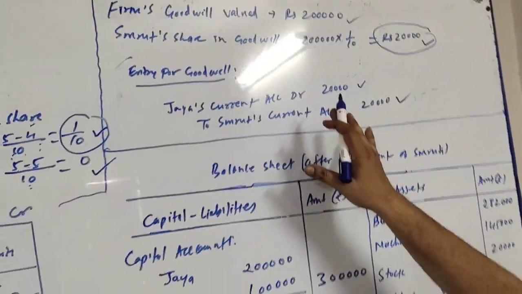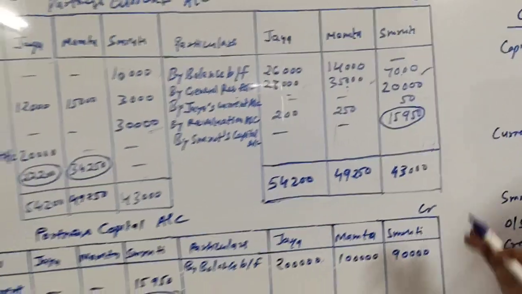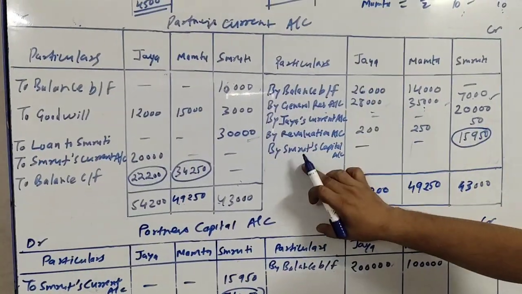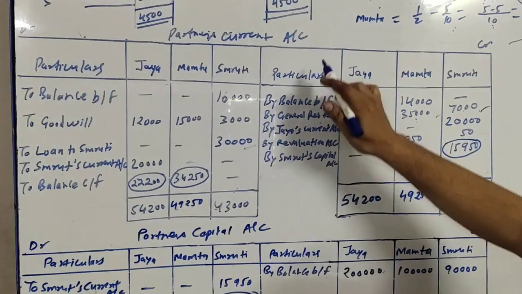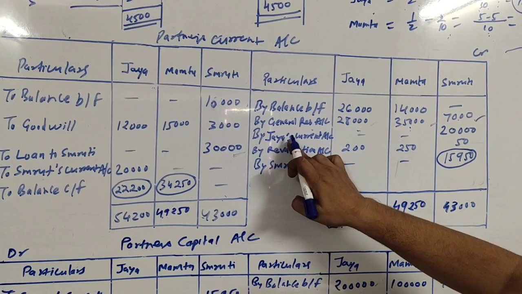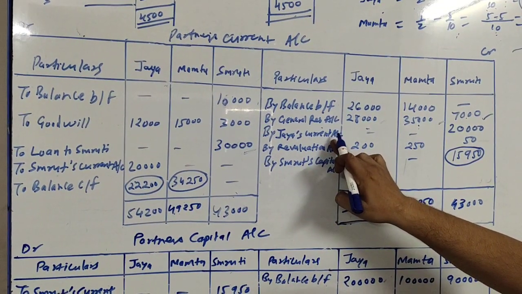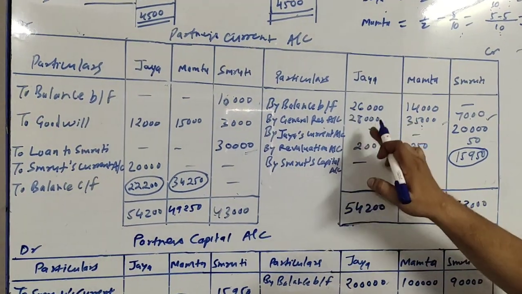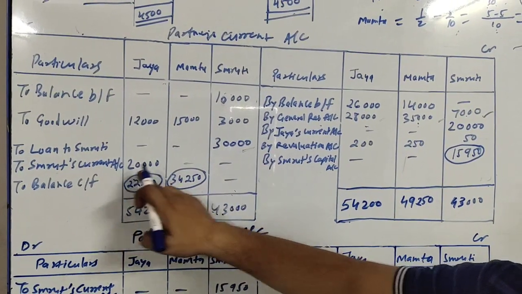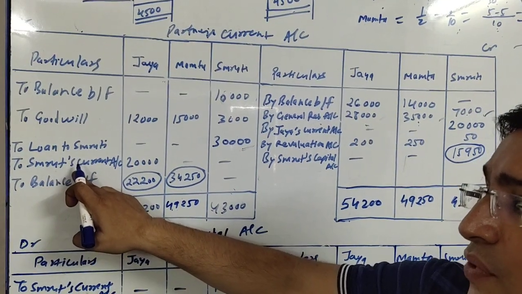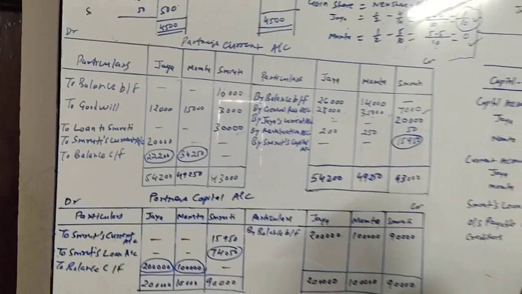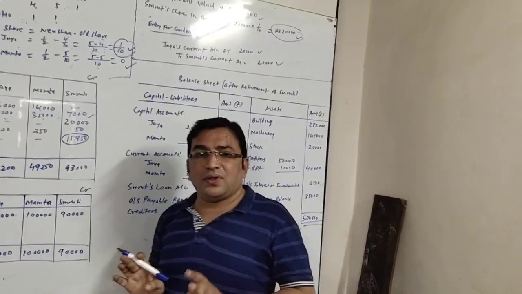Now let us do the posting of this in current account. Here in the column of Smruti, we will write 20,000, and in particular we will write by Jaya's current account. And this is supposed to be debited in Jaya's column. So here it is 20,000 debited in Jaya's column, and in particular we will write to Smruti's current account 20,000. So here we have finished with all the adjustments.